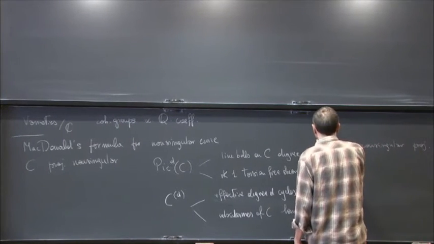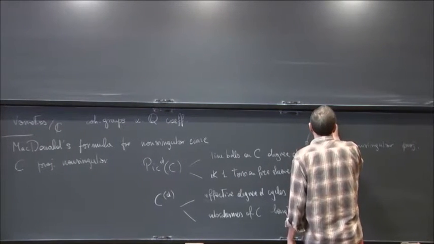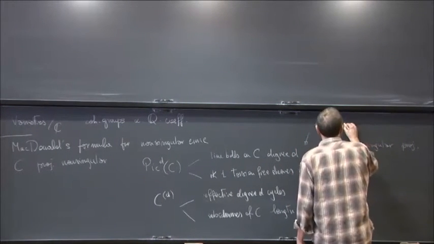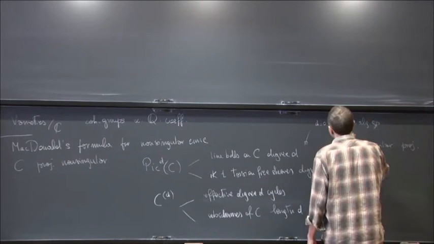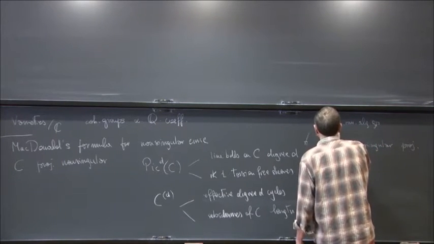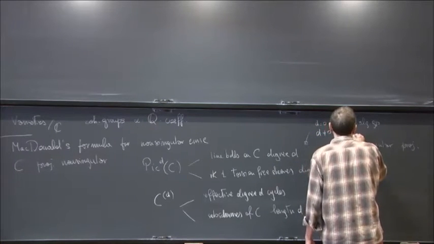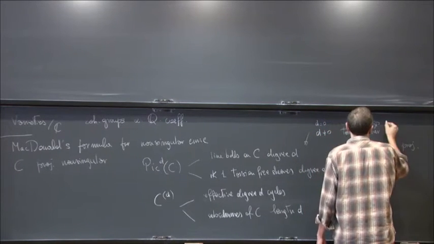And these are also, well, for D equals 0, this is a commutative algebraic group. And for D different from 0, this is a torsor over Pic 0.